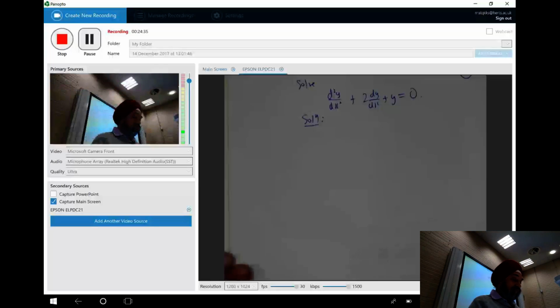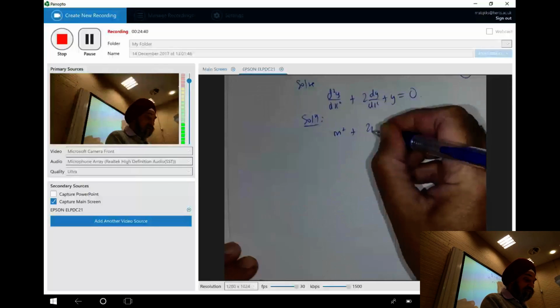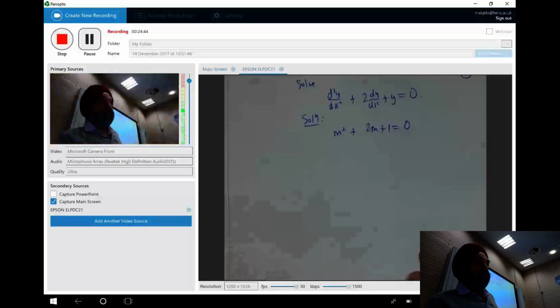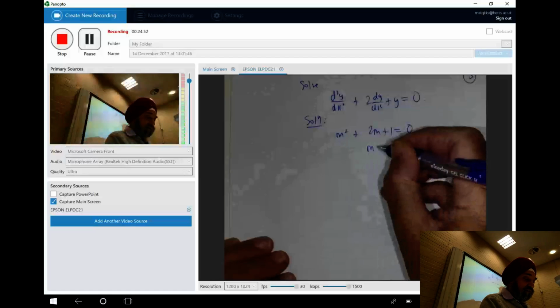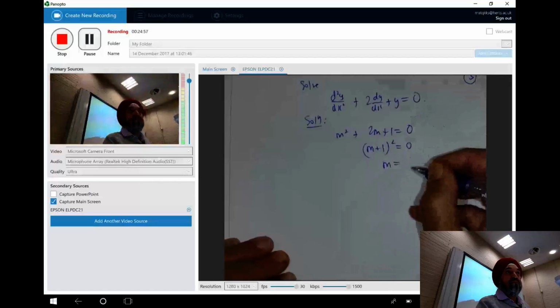Go on, Rob. M squared, yep. Plus 2m plus 1 equals 0. Can we factorize this? You'd better recognize this one. Yeah, m plus 1 all squared, exactly. M plus 1 all squared is equal to 0. M is equal to what?